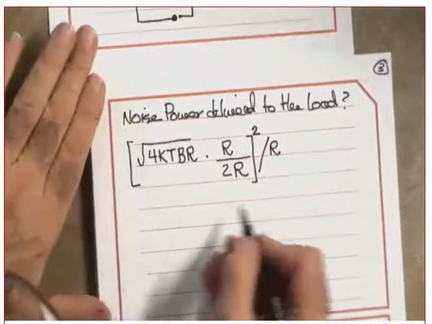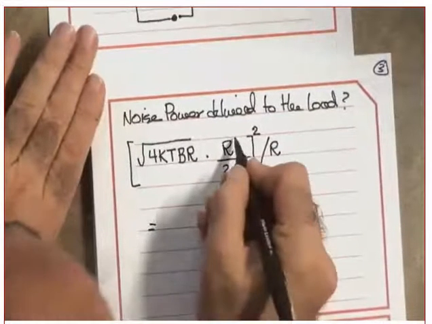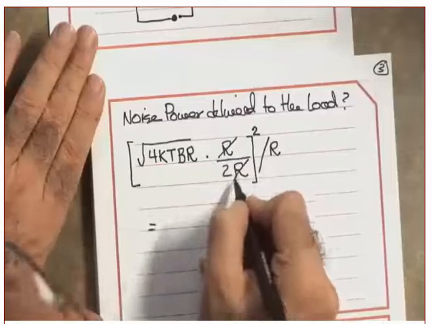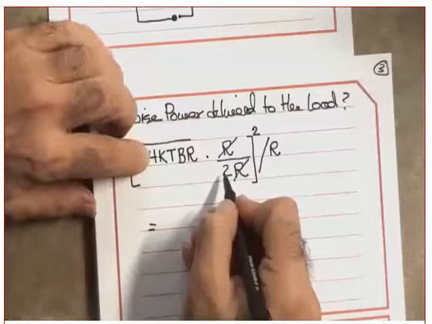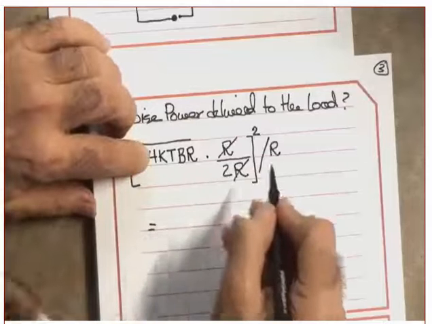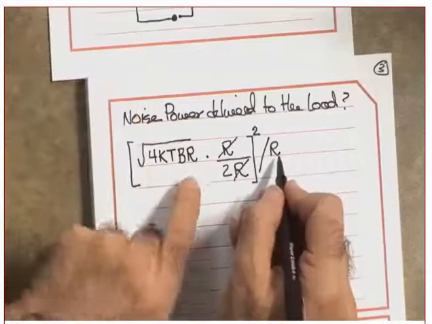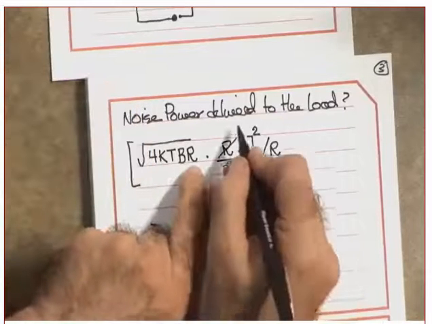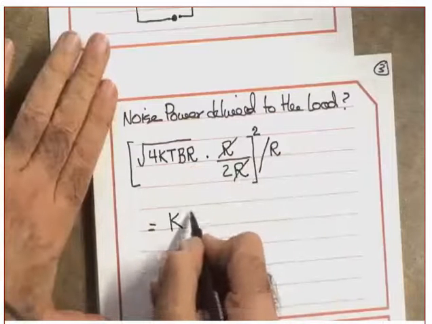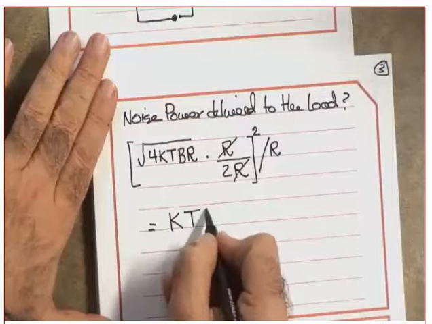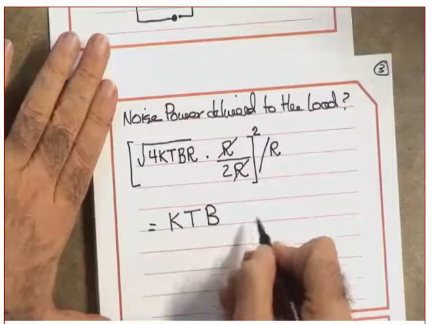So what do I get? This cancels with this. The 4 will cancel with this 4, and the R will cancel with this R, because this one is squared. So what do I end up with? KTB. Units.